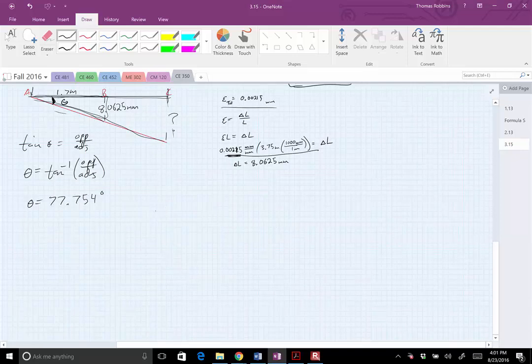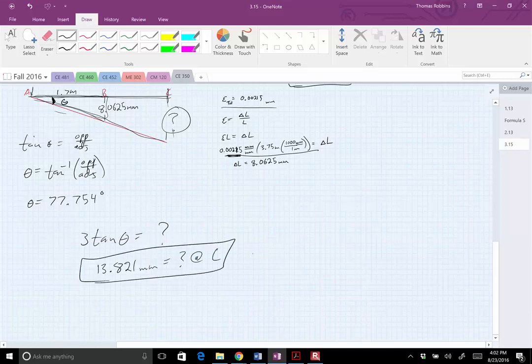Since now we know the distance between A and C is 3, to find the distance here, it's going to be 3 tangent theta equals that deflection. So 3 tangent of 77.75, I get 13.821 millimeters equals the deflection at C. And that should be the final answer.